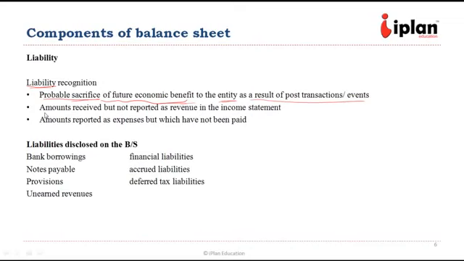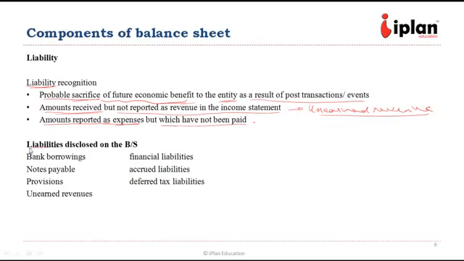Liability is recognized when the amount is received but not reported as revenue in the income statement. So this is the case of unearned revenue. So we have received the cash, but we have not really earned the revenue. We have not supplied the product or service. So that is a liability and has to be put on the balance sheet on the liability side. Similarly, there could be another case where amounts are reported as expenses, but they have not paid. So they are deferred expenses. So they have been consumed, but payment has not been made. So they are also liabilities.